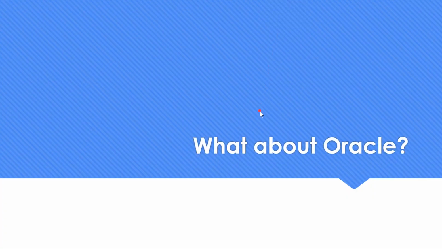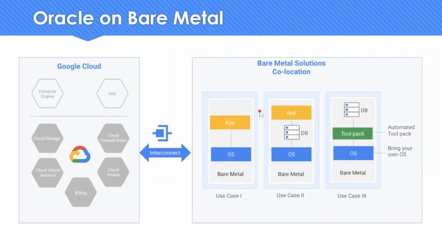Then what are the workaround options? The first workaround option is, if they say no, I want Oracle at any cost in GCP, then you can use something called Oracle on bare metal. I think this offering started last year, if I'm not wrong, but there is very little information available on the internet. This is one of the screenshots which I got from the internet, from the blog of Google.